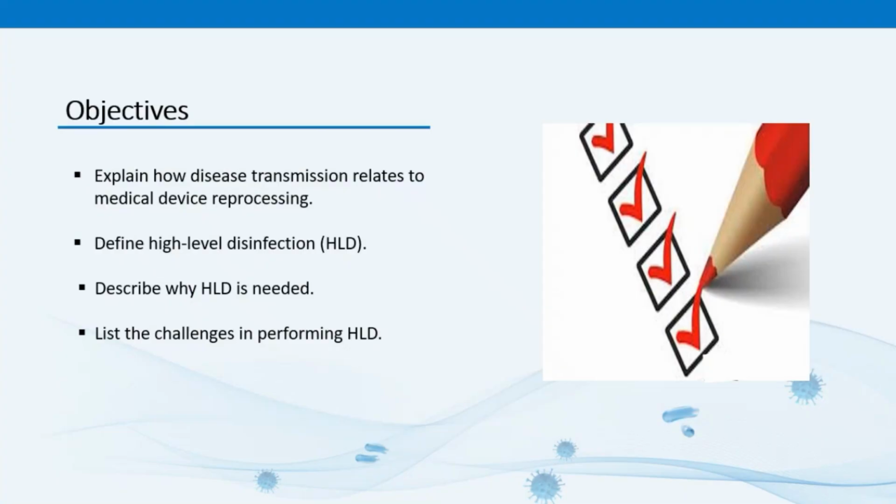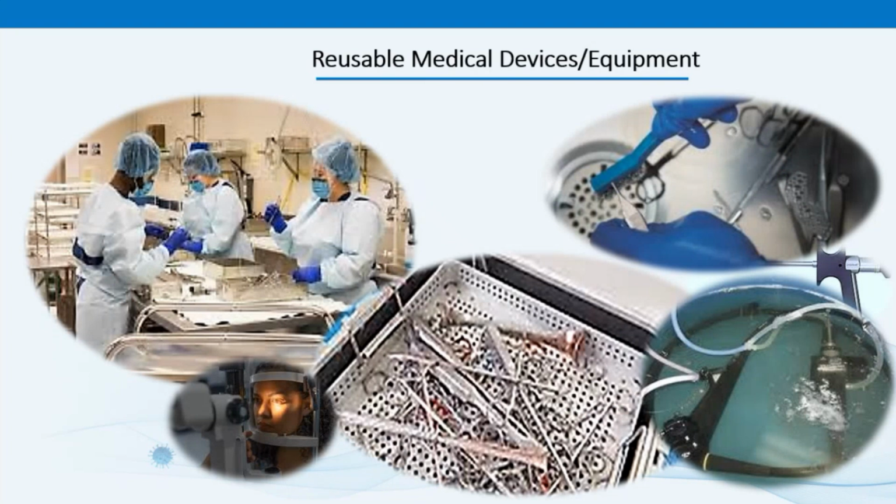Today, we'll look at medical device reprocessing and disease transmission. We'll explore high-level disinfection, what it is, why it's important, and we'll look at why it's so challenging. At the end of this presentation, you'll receive all the slides, including resources and links to important standards and auditing tools. Now, reusable medical and dental devices are designed and labeled for multiple uses and are reprocessed by thorough cleaning, followed by high-level disinfection or sterilization between patients.